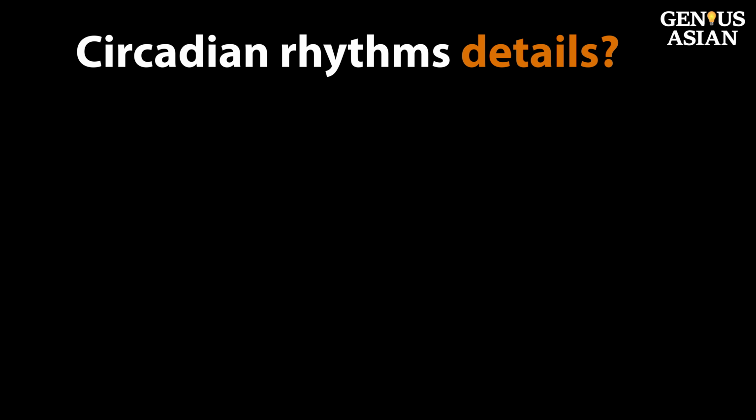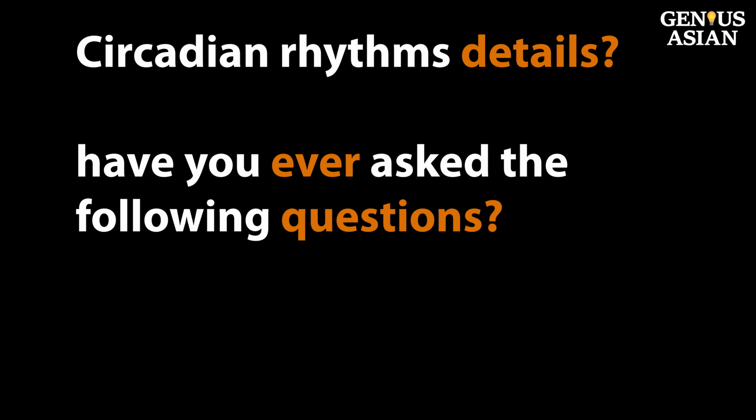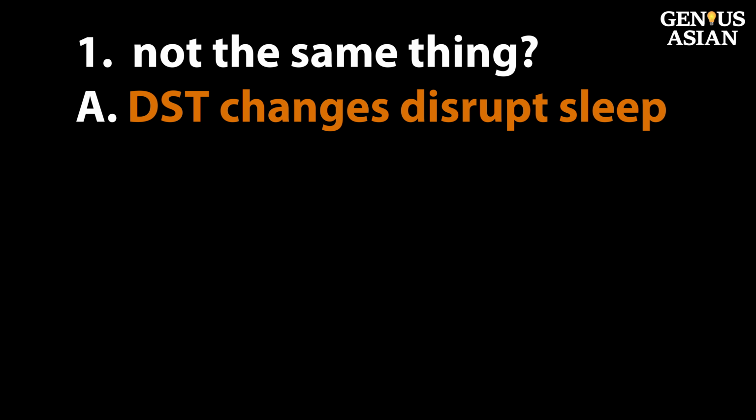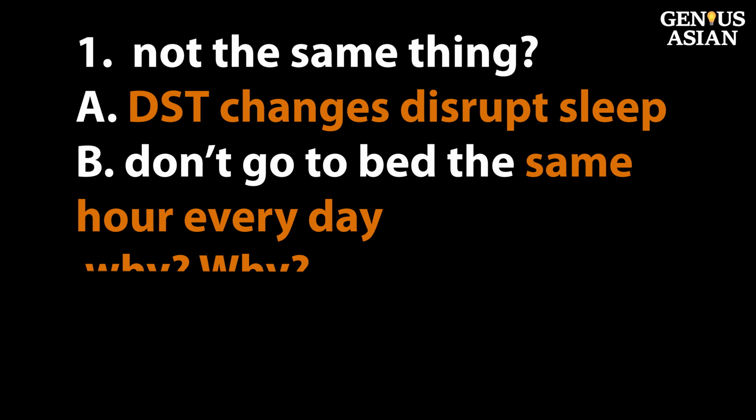Most people have heard of circadian rhythms. They know it is a biological clock, but very few people actually know the details. In fact, those people who always complain about sleep deprivation may never have asked the following questions. 1. It is known that the 1-hour daylight savings time changes twice a year disrupt sleep. However, even knowing this, people who complain of sleep problems often do not make the effort to have a consistent time within the same hour every day to sleep. I would like to ask why. Why isn't it the same thing? Please leave comments below.